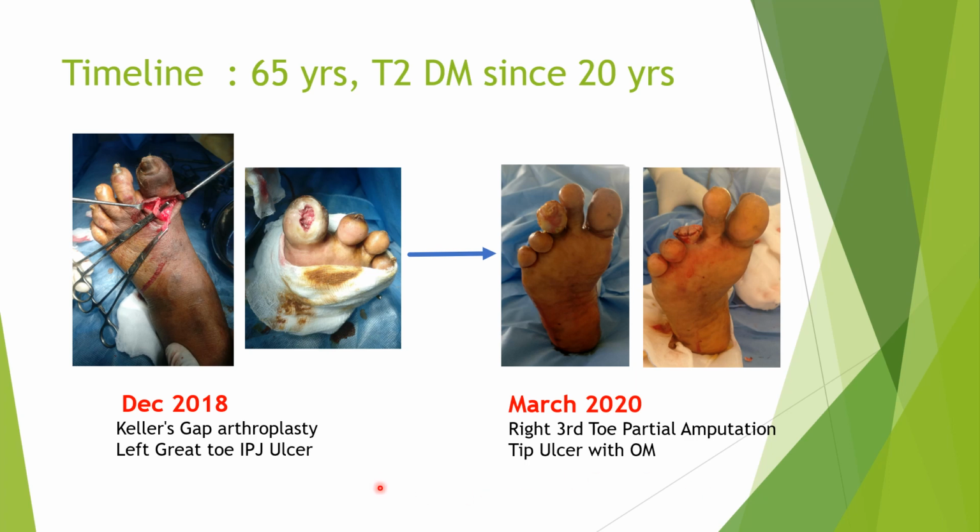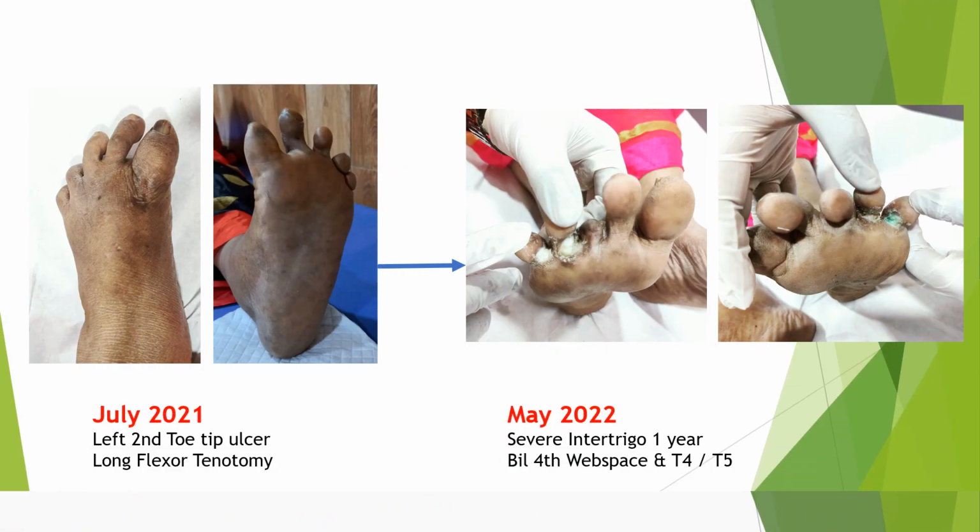First, she had a Keller's gap arthroplasty for an IPJ ulcer that got corrected, and subsequently she had a tiptoe osteomyelitic ulcer and had to go for an amputation. Subsequently, when she developed a tiptoe callosity and ulcer in the left second toe, she immediately came around and then we did a long flexor tenotomy. In this procedure picture, you can see the callosity and ulcer has completely healed.